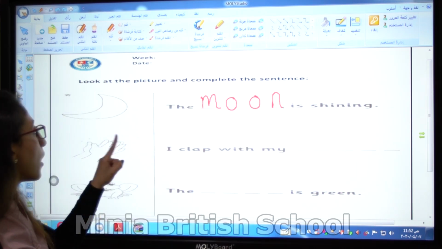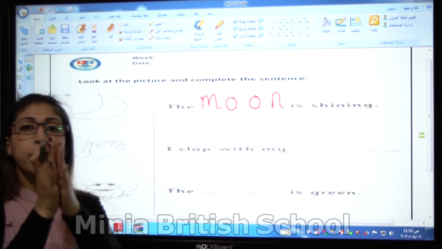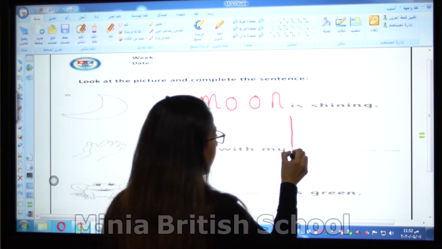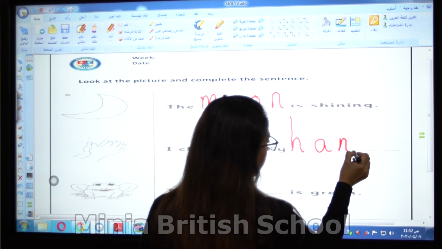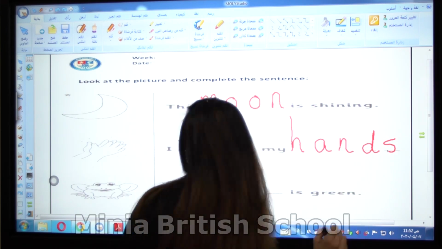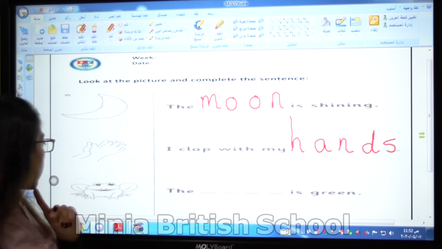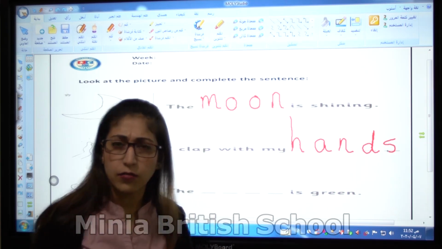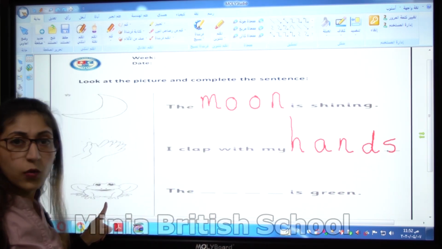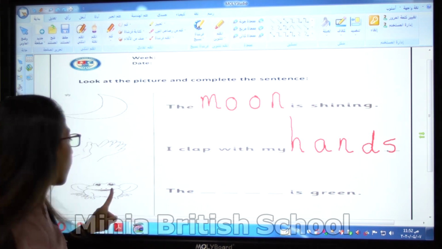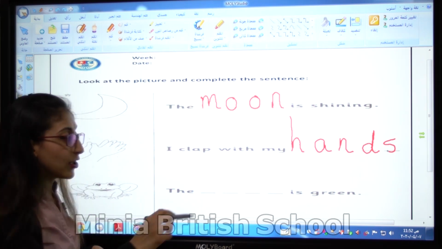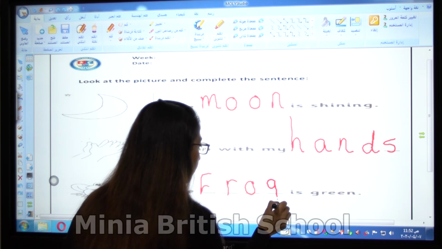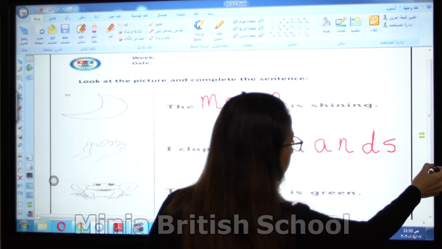Another sentence. I clap with my... with my what? Yes, with my hands. With my hands. Okay, look at this picture. The dots is green. The color of this picture. What is this picture? Yes, it's a frog. Frog. The color of frog is green. Excellent. And the frog is green. Excellent, KG.